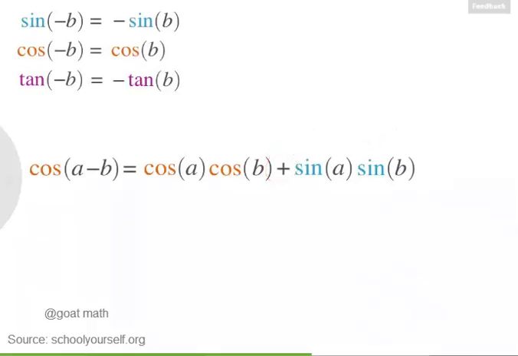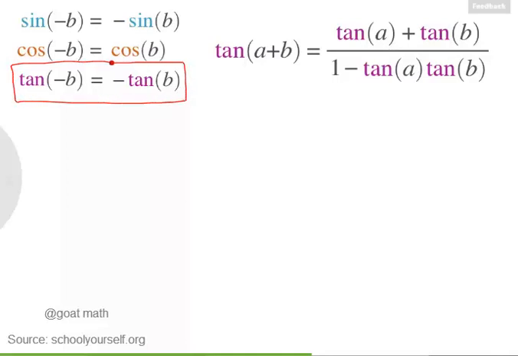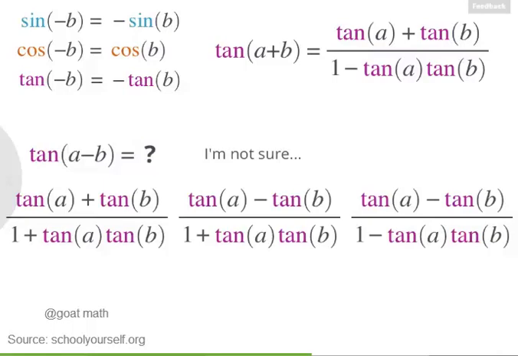And here's another trig identity. For any angles A and B, the cosine of A minus B equals cosine A cosine B plus sine A sine B. Finally, let's move on to the tangent function. Here's the addition identity for tangent. Try using this formula along with the negative identity for the tangent function to find the identity for the tangent of A minus B. Which of these is the correct identity?